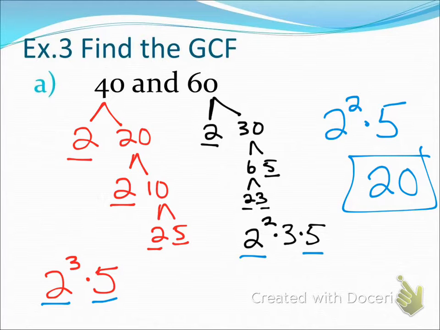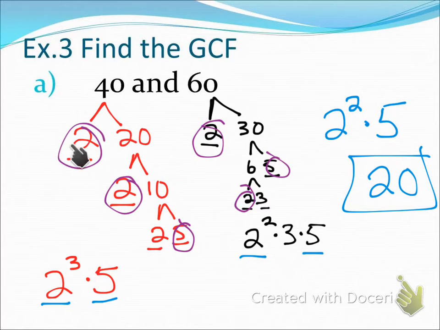This is where I said it might actually be the most helpful to go back to the original trees and see what they have in common. They each have a 2, they each have a 2, they each have a 5, and then do 2 times 2 times 5. Some people are more visual.